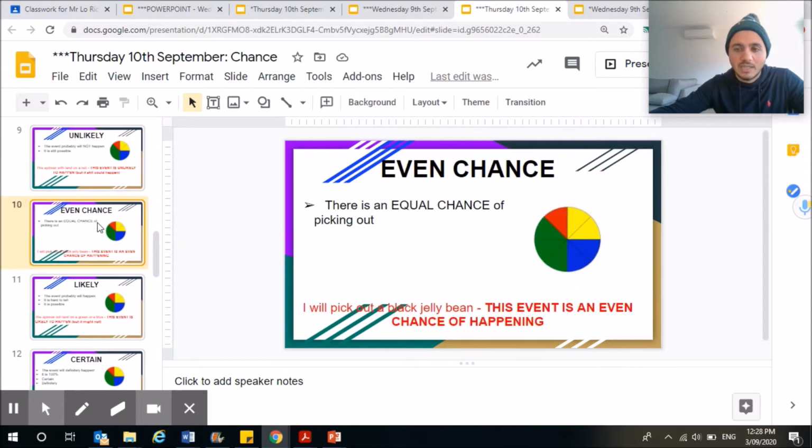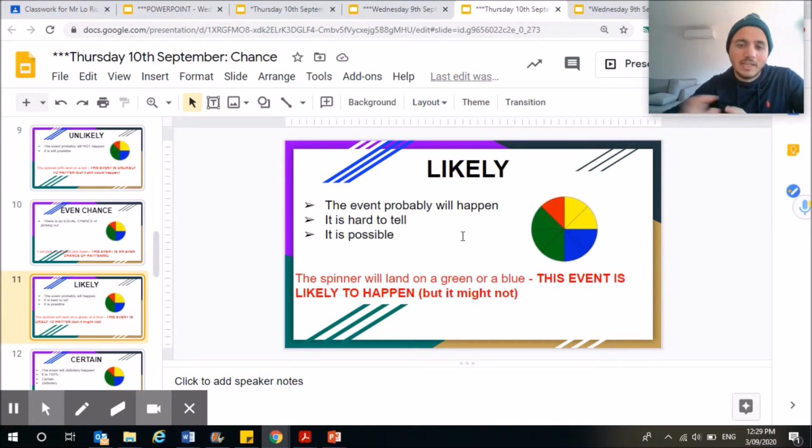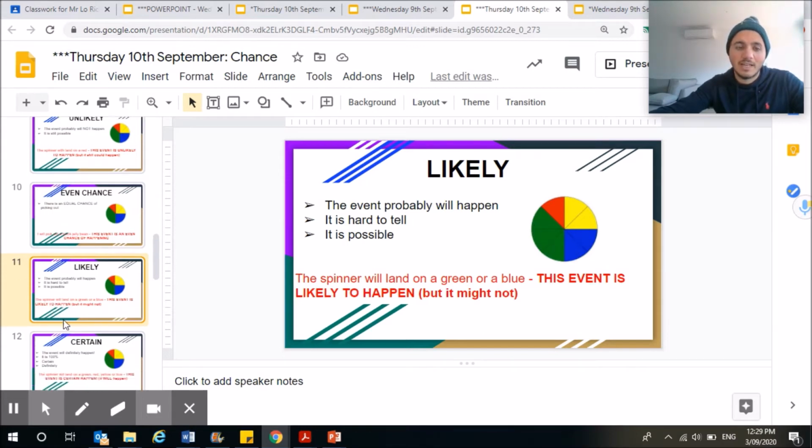What about an even chance? Is there anything that we can get an even chance on with this one? No, never mind about an even chance for the spinner. But likely, something that's likely: the spinner will land on a green or a blue. That is quite likely because look how many outcomes we have for green and blue. 1, 2, 3, 4, 5. And there are only 1, 2, 3 that are not green or blue. So there are 5 that are green or blue and 3 that are not. So because there are 5 outcomes out of the 8, it's likely that we're going to land on one of those 2 colors. This event is likely to happen.